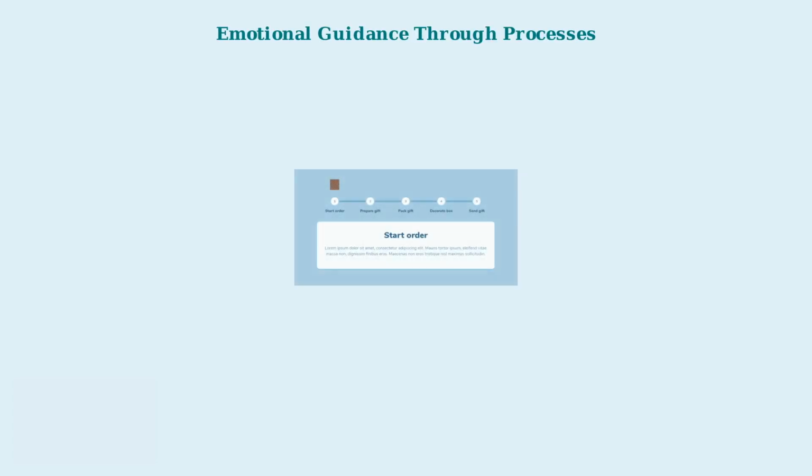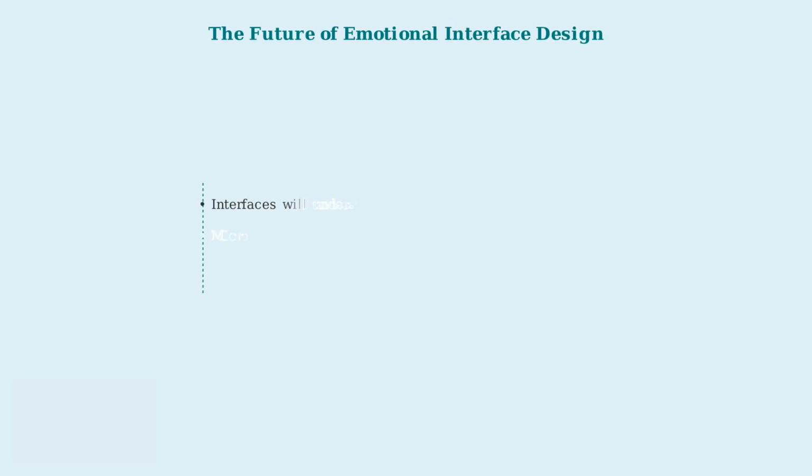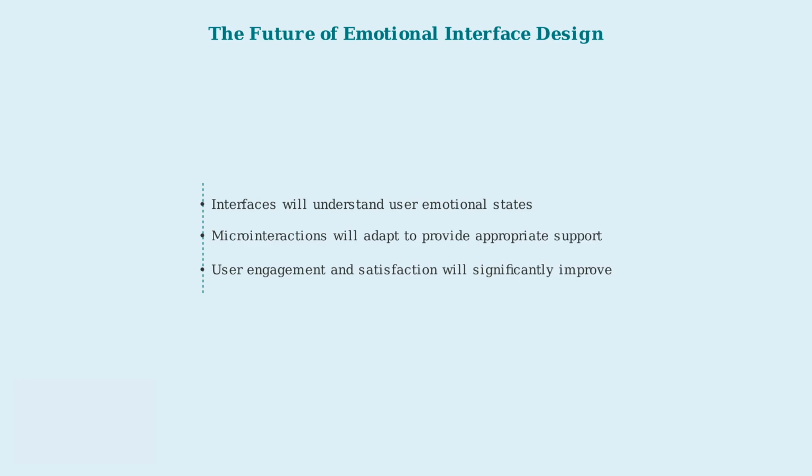Emotionally intelligent process flows guide users through complex tasks while managing their emotional state. They reduce anxiety by showing clear progress, provide direction when users feel lost, and celebrate milestones to maintain motivation throughout the journey. Emotionally intelligent micro-interactions represent a fundamental shift in how interfaces respond to users. By understanding emotional states and adapting accordingly, these interfaces create more engaging, supportive, and ultimately more usable experiences that truly serve human needs.